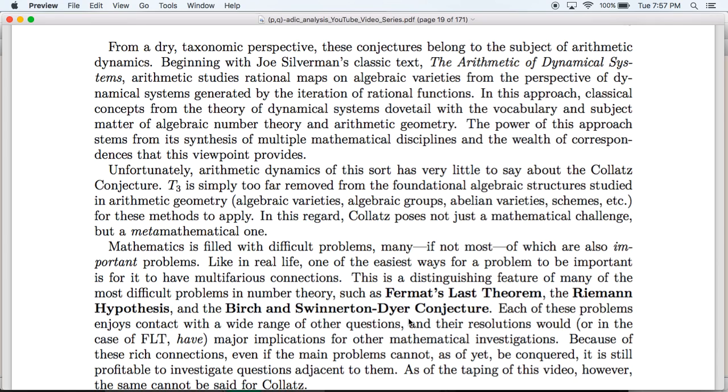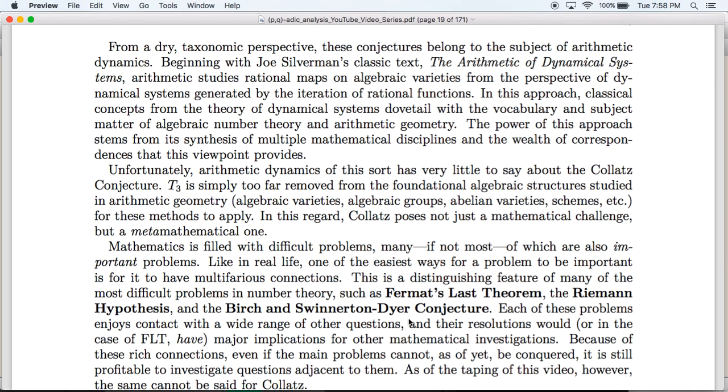T3 is simply too far removed from the foundational algebraic structures that one uses in arithmetic geometry, like algebraic varieties, algebraic groups, and abelian varieties. And as a result, we can't apply the arithmetic of dynamical systems as Silverman would consider it. So as a result, the Collatz conjecture is not just a challenge to mathematics, but to metamathematics, that is, the practice of how we do mathematics.